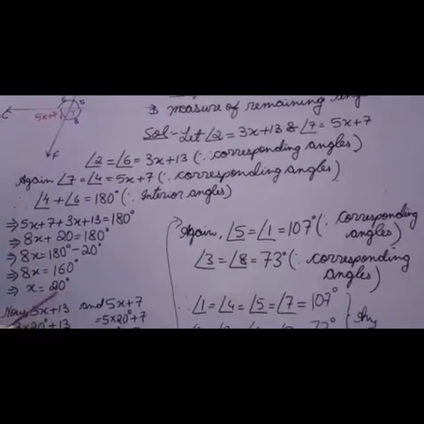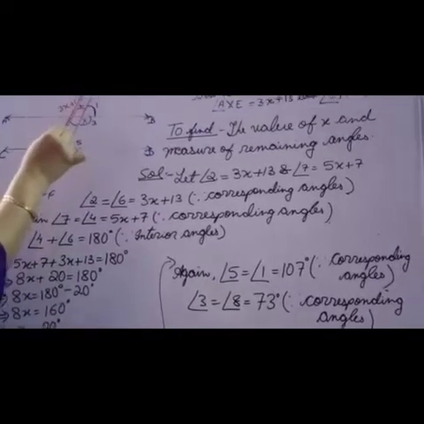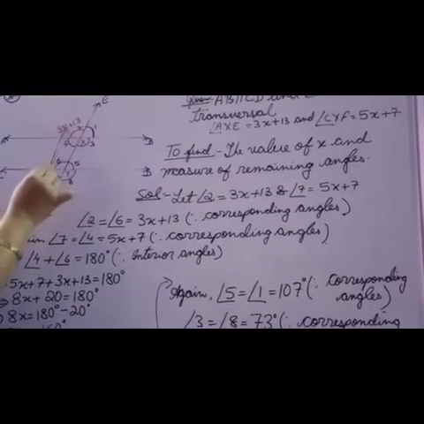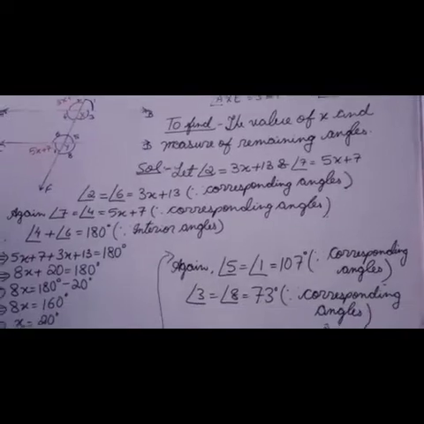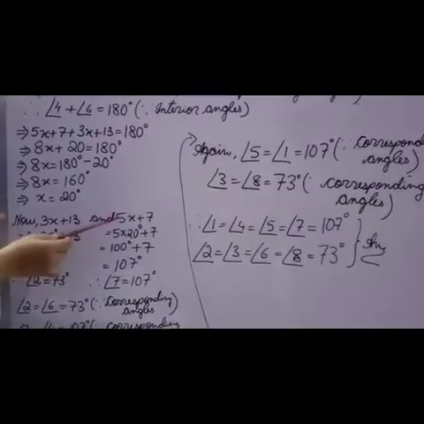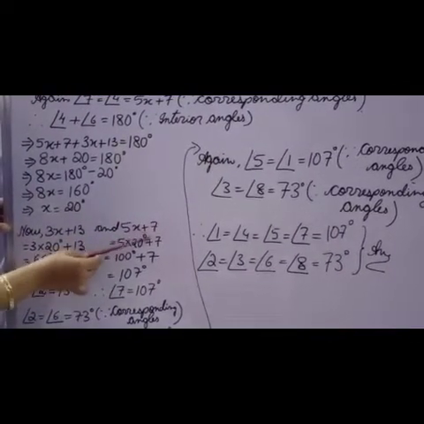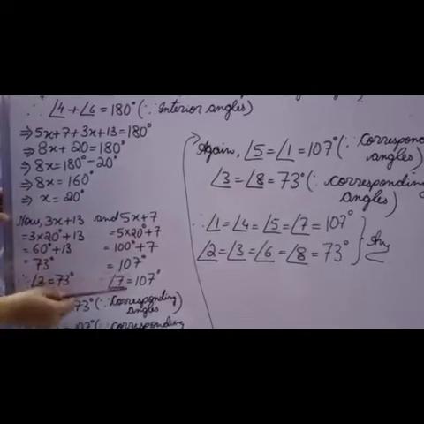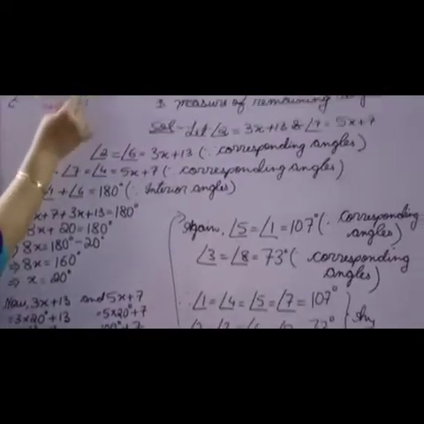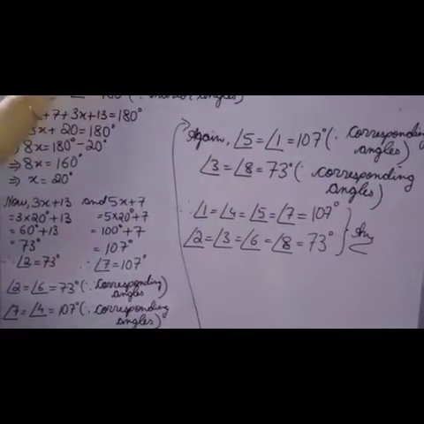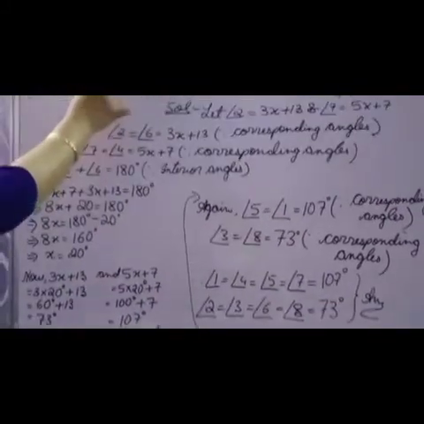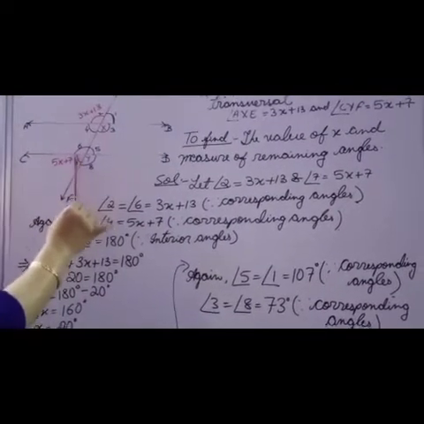Now since I found out the value of x, I can find out the measurement of angle 2 and angle 7. So I will put the value of x and I will find out the values. Now 3x plus 13, put the value of x, you will find 73 degree. Again 5x plus 7, you put the value of x, 20 degree, and you will find the value of this angle is equals to 107 degree. So ultimately we have found out angle 2 is equals to 73 degree and angle 7 is equals to 107 degree. So till here we have found out the measurement of angle 2 and angle 7.